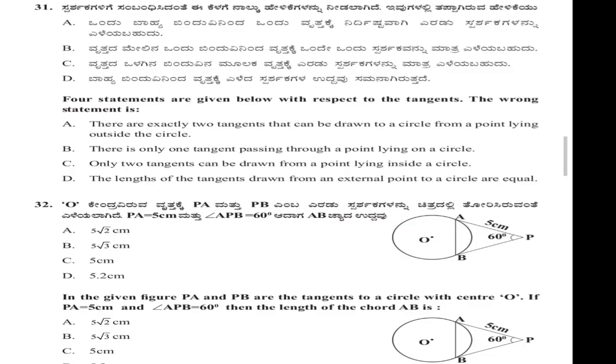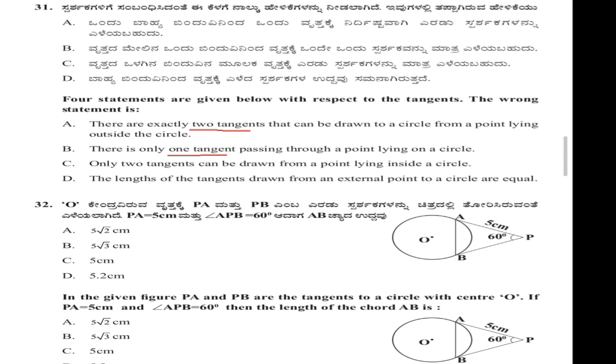Next, two statements are given below. With respect to the tangents, the wrong statement is. Options we need to see. Option first we have, there are exactly two tangents that can be drawn to a circle from a point lying outside the circle. Yes, it's possible. B, there is only one tangent passing through the point lying on a circle. Yes, only one point the tangent can touch the circle.